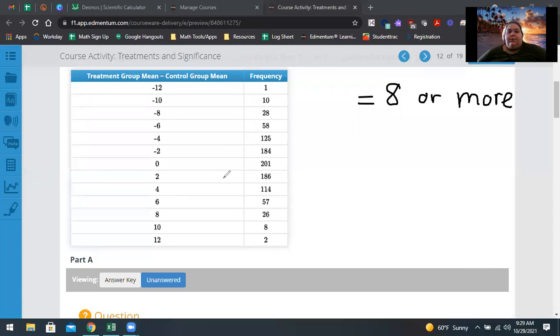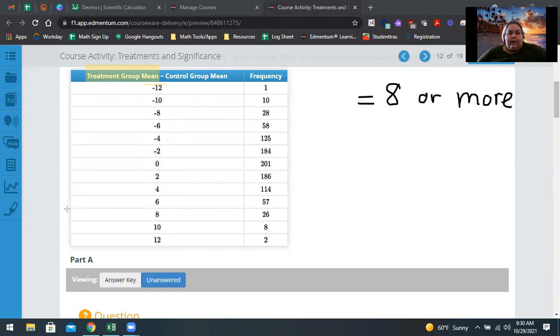So going back to this, we're looking for an 8 or more point difference. So we take a look in this area, and technically we're looking for 8 points or more. We're not looking in the negative, because again, we're looking for when the treatment group is up 8 points or more versus the control group.